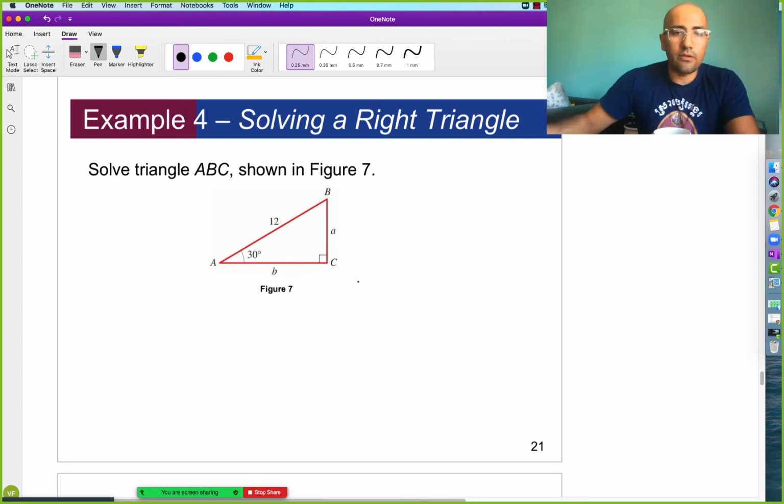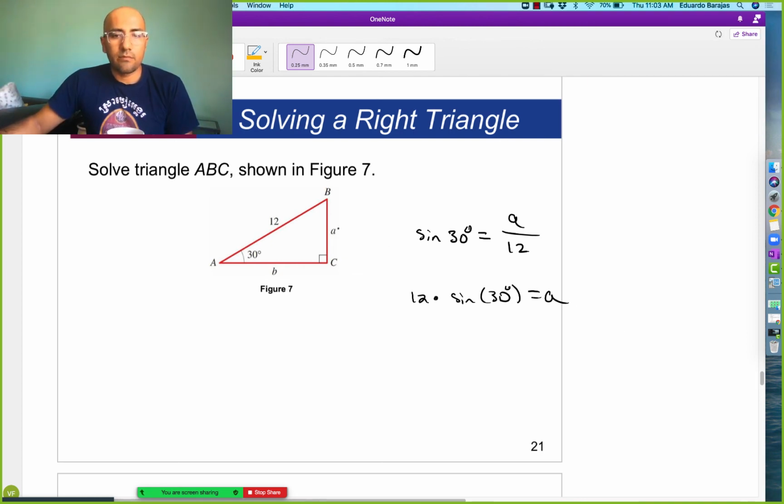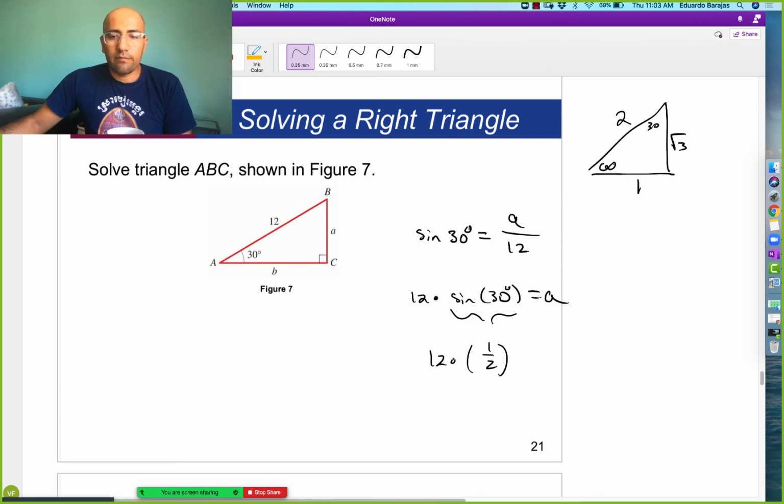So, for example, we can use the property that sine of 30 degrees is equal to a over 12. So 12 times sine of 30 degrees must be A. That's how we can find A. Sine of 30 degrees, going back to our standard triangles, this is 60, this is 30, this is 1, this is 2, this is root 3. Sine is opposite over hypotenuse, so I know that this is equal to 1/2 times 12 equals A, so 6 must be equal to A. There, I found one of them.